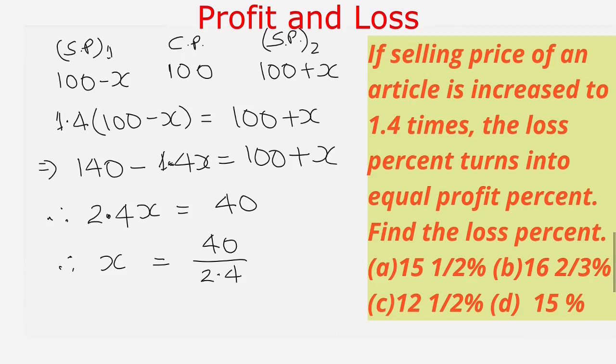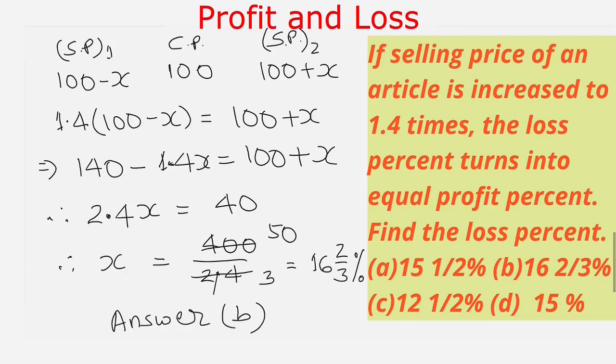2.4x equal to 40, therefore x equal to 40 over 2.4. On removing the decimal, we put 10 in the numerator, and 8 divides 24 for 3 times and 400 for 50 times. This is equal to 50 over 3, that is 16 and 2 upon 3%. Thus from the given options, our answer is option B.